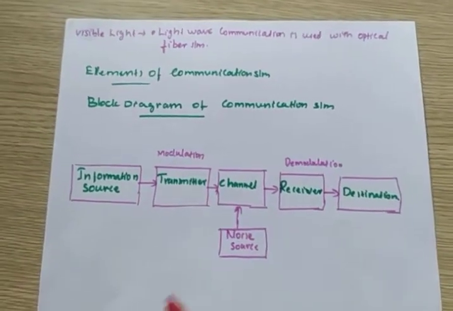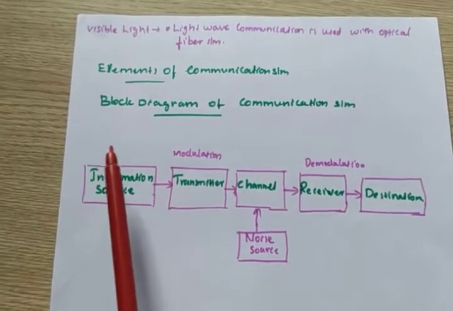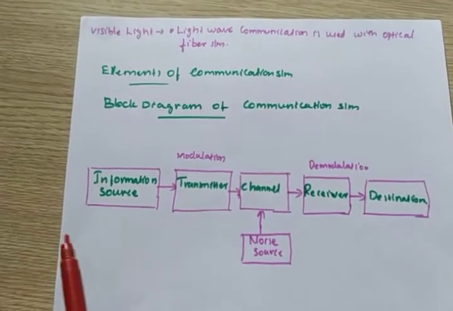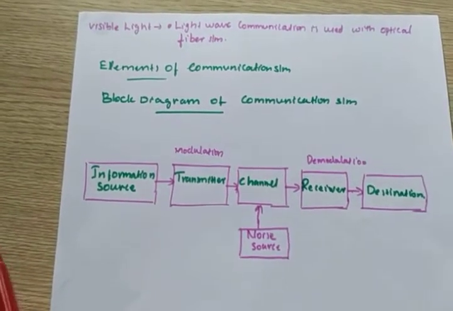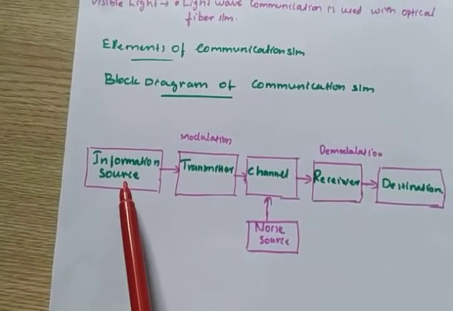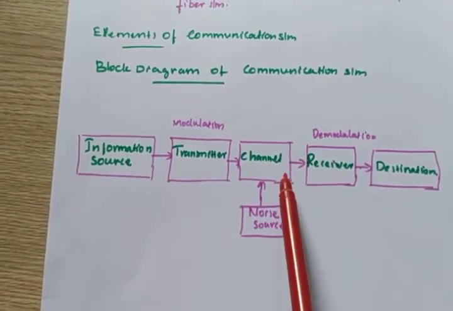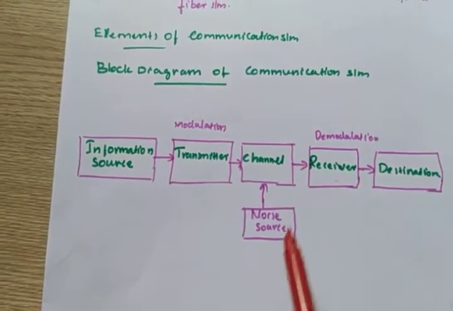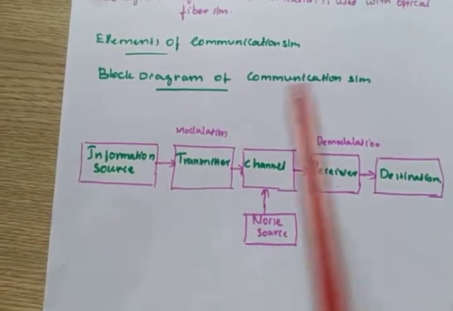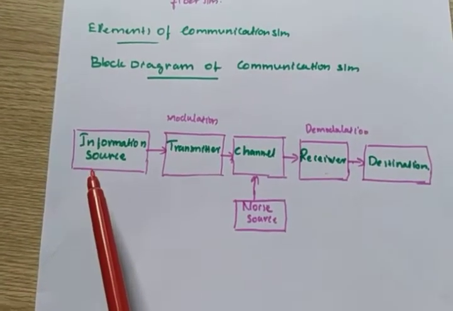So today we will discuss the elements of a communication system. This is the general block diagram of a communication system. The first block is the information source, next is the transmitter, then the channel, receiver, and destination. In the channel we have a noise source, noise affection.